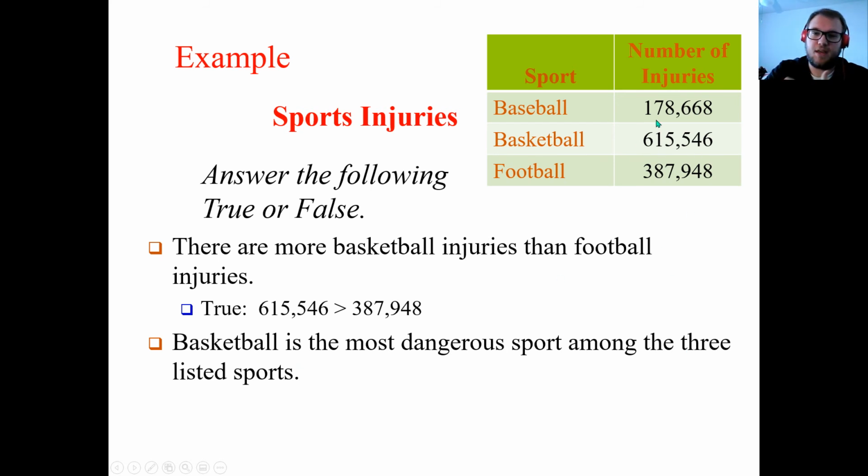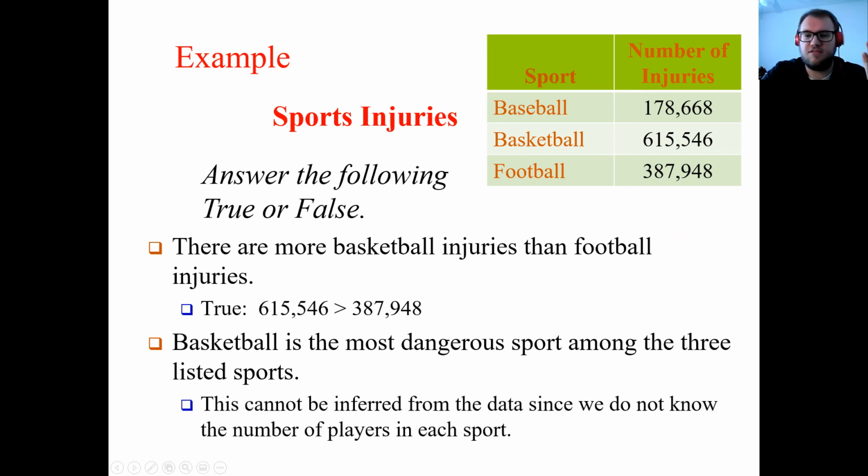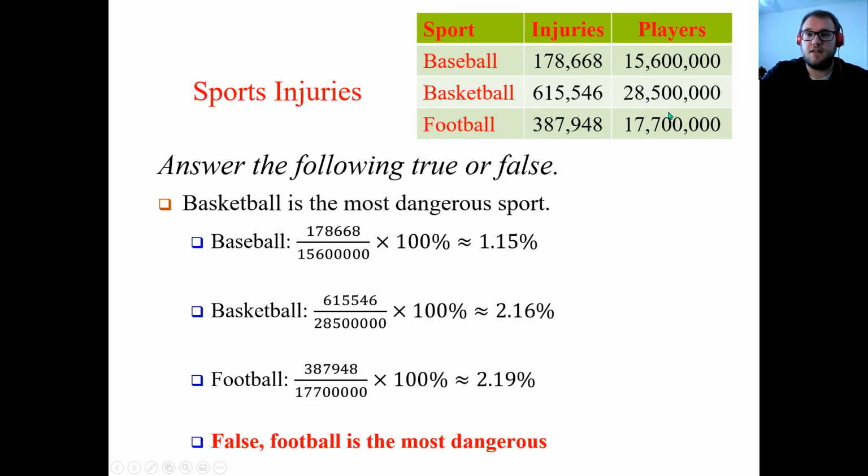But is basketball the most dangerous sport among the 3 listed sports? Well, by counts, yes, it would be, but this can't be inferred from the data since we do not know the number of players in each sport, so that's why I said the number of players would be important. So answer the following, true or false. Basketball is the most dangerous sport, so we simply take the number of injuries in each sport divided by the players, and that will give us the rate of injury after multiplying by 100, of course. So in baseball, we get an injury rate of 1.15.